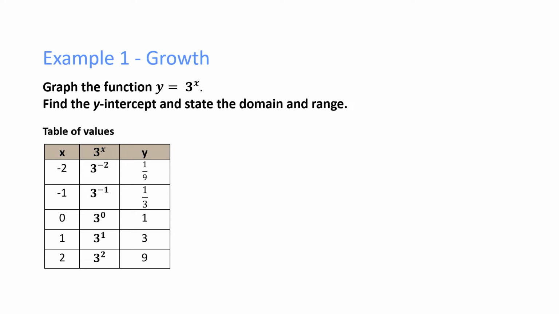In the second column, we have the function itself, so substituting in those x values, we have 3 to the power of -2, 3 to the power of -1, 3 to the power of 0, 3 to the power of 1, and 3 to the power of 2. In the final column, we have the y values: 3 to the -2 is 1/9, 3 to the power of -1 is 1/3, 3 to the power of 0 is 1, 3 to the power of 1 is 3, and 3 squared is 9.